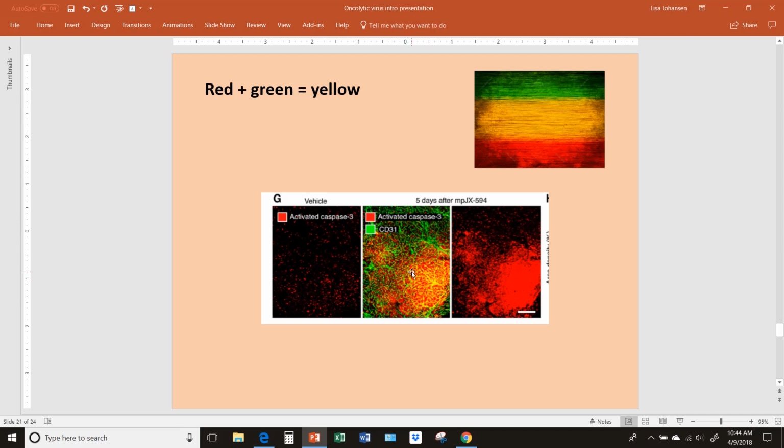What I also want you to understand is in immunohistochemistry, when you're using red and green, you will also see yellow, and that just means that's where they overlap. So yellow is not a different thing. It's just where both red and green are. So this means wherever there's yellow, there's a lot of apoptotic cells and the vascular marker for CD31.